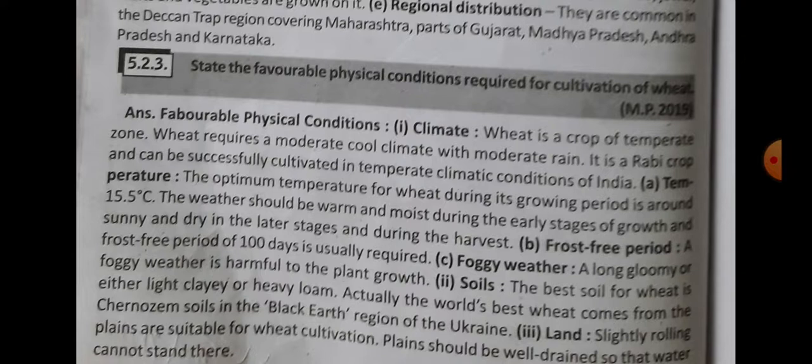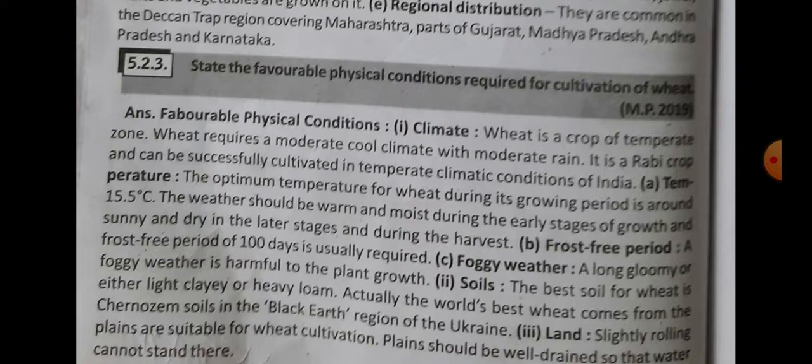Climate: wheat is a crop of the temperate zone which requires a moderate cool climate with moderate rain. It is a rabi crop and can be successfully cultivated in the temperate climatic condition of India.